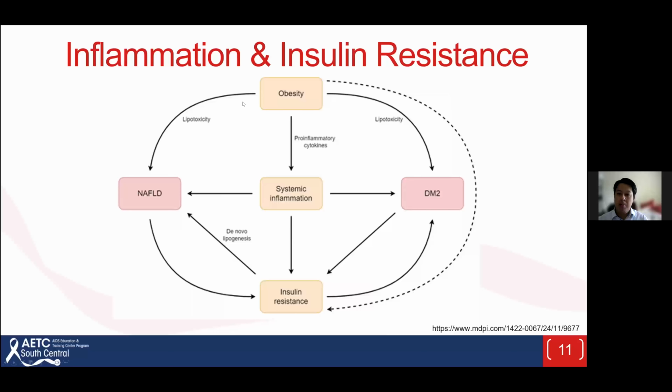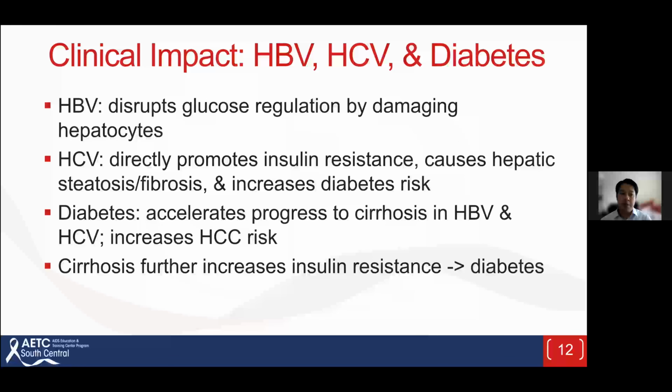Starting from the top, obesity could be the initial target, but it can also just be systemic inflammation, again from hepatitis C or hepatitis B, that ultimately results in insulin resistance, which then results in fatty liver and its progression, as well as diabetes. It's just this vicious cycle of worsening liver, worsening diabetes, poor control. And so we really need to work to stop this and try to reverse it as much as possible. So again, let me summarize the clinical impact of hepatitis B, hepatitis C, and diabetes.